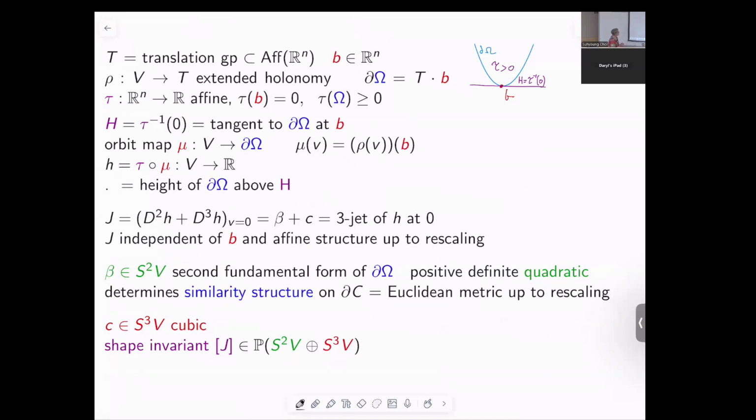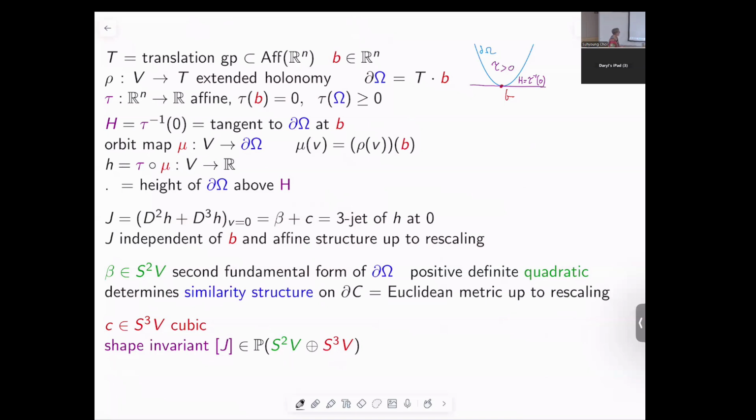And you can think of this map as describing the height of a point on omega above the tangent plane, but a certain point in the tangent plane, not the point you're thinking of, but the point given by this representation. And the point about making this definition is that it's obvious that the 3-jet you get is independent of choices. Well, it's independent of choices up to scaling, because this affine map, you could rescale it. So out of this, you get a quadratic and a cubic. The quadratic you get is the second fundamental form of the surface. I talked about that last time.